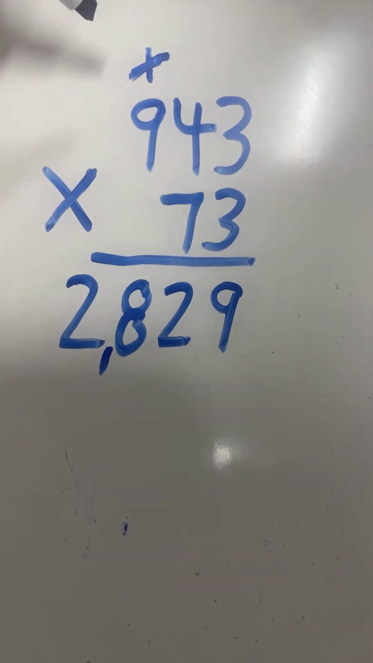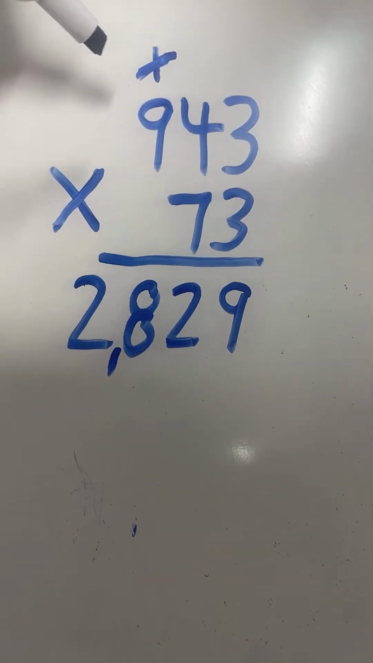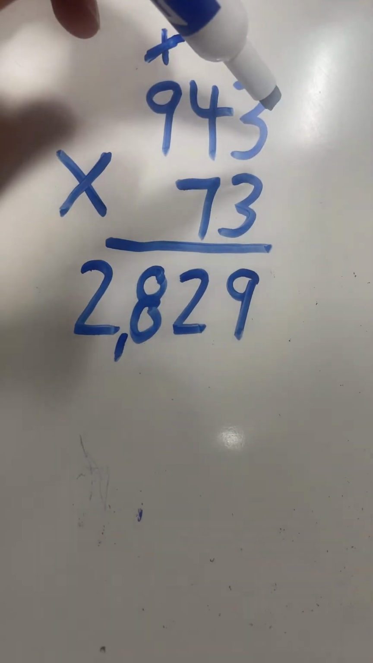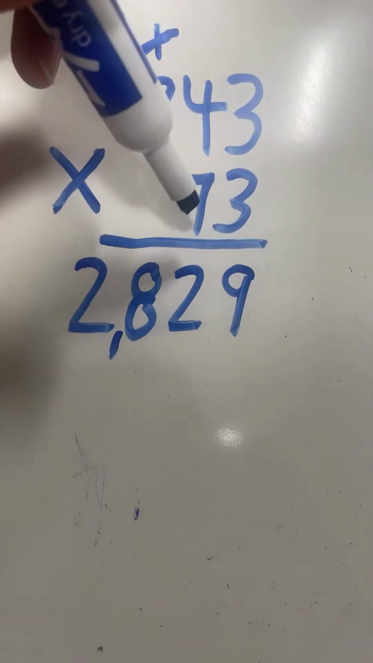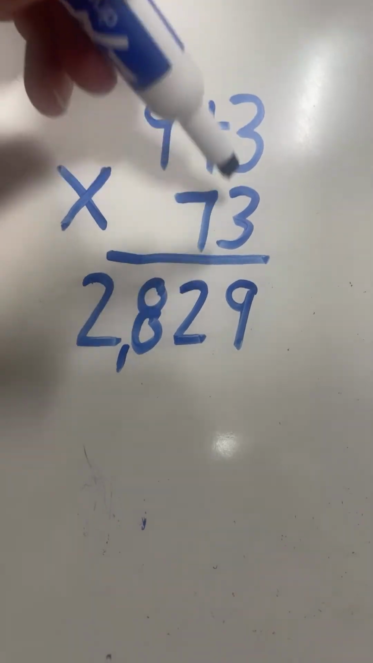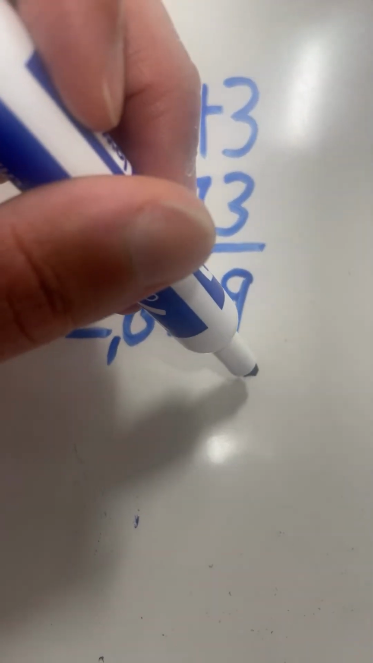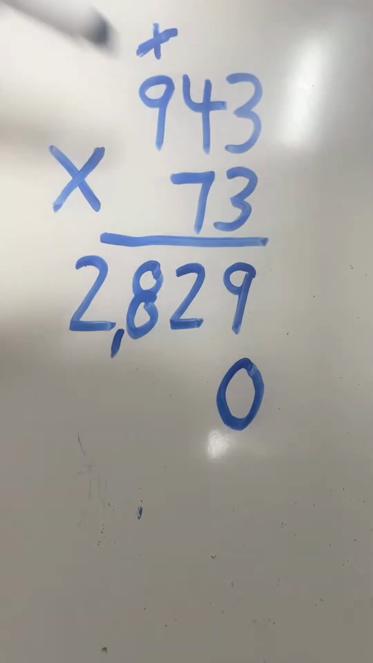So now we've multiplied the top 3 digits times the bottom digit in the ones place. Next, we need to multiply these top 3 digits times the bottom digit in the tens place. Since both digits have already been multiplied, we are going to put a 0 in the ones place.